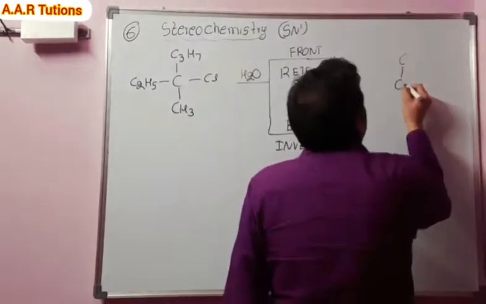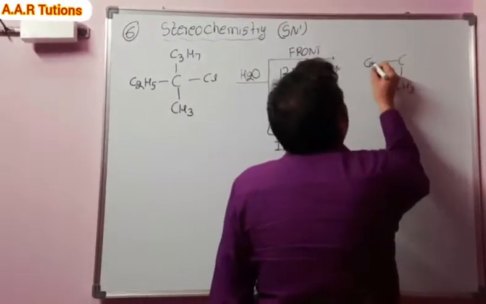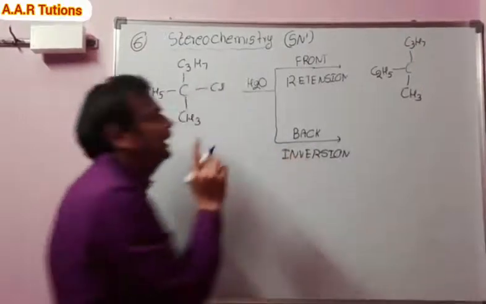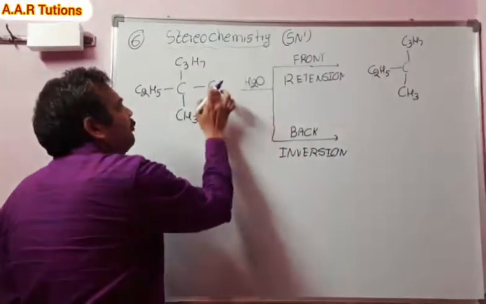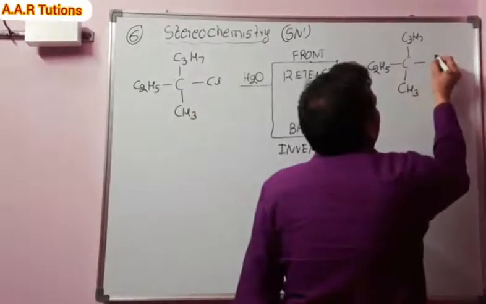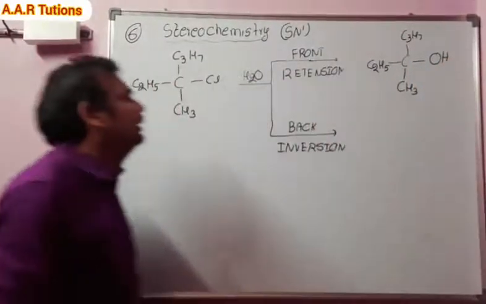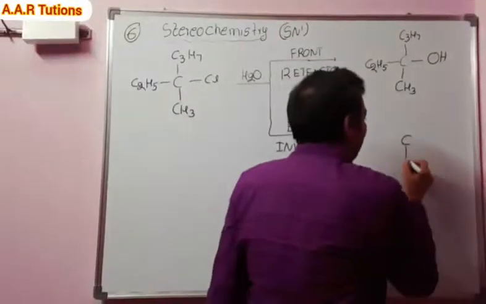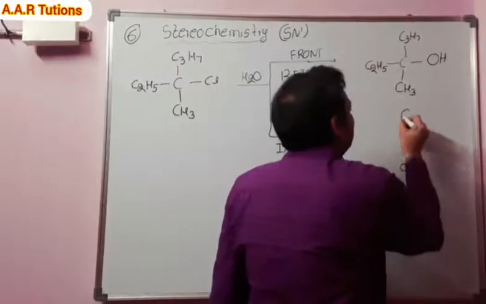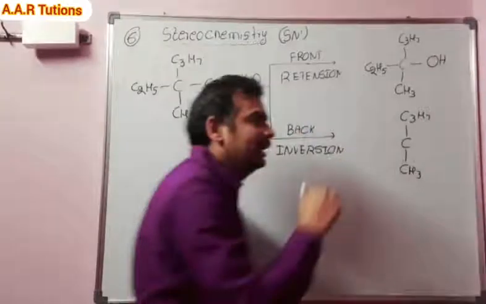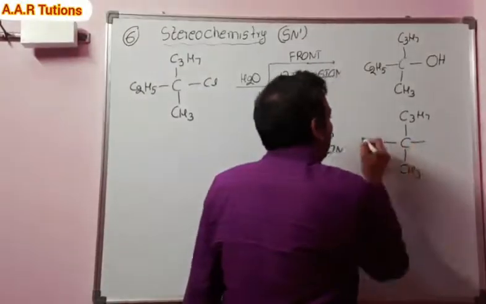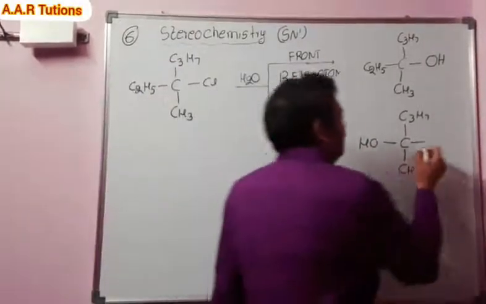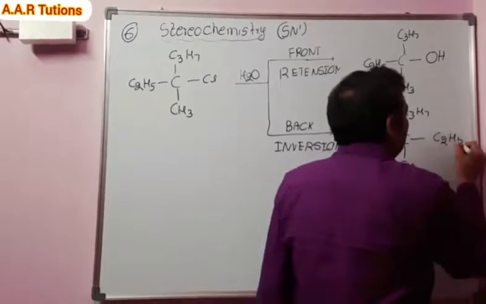See the way of writing, with CH3, C2H5 and C3H7. If it is a front side attack, just keep the incoming nucleophile in place of Cl. If it is a back side attack, see the way of writing: don't disturb the groups in the vertical line, whereas in the horizontal line the nucleophile attacks from the back side, and the C2H5 group present on the left side moves to the right side.